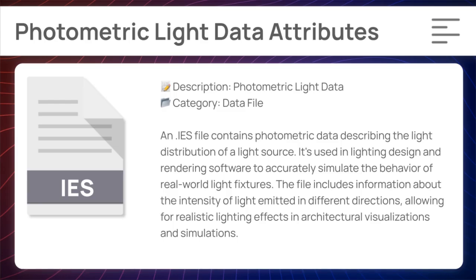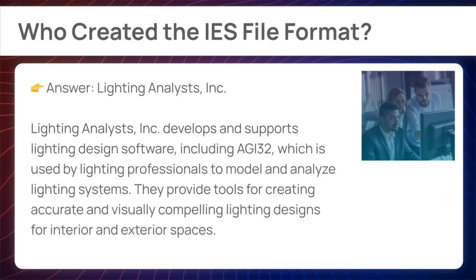The file includes information about the intensity of light emitted in different directions, allowing for realistic lighting effects in architectural visualizations and simulations. IES files adhere to a standardized format defined by the Illuminating Engineering Society, IES. They contain ASCII text data specifying the luminous intensity distribution of a light source. The data is typically organized in a series of angles and corresponding candela values, representing the light output at each angle. This data is then used by rendering engines to calculate illumination levels and shadows.